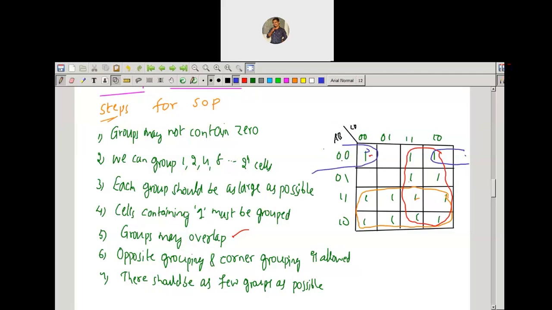Okay, that is called the opposite grouping. Opposite cells we can group together. You can also group these two cells. If there is no possibility of grouping eight cells, then you can group these two cells. This is called the opposite grouping.